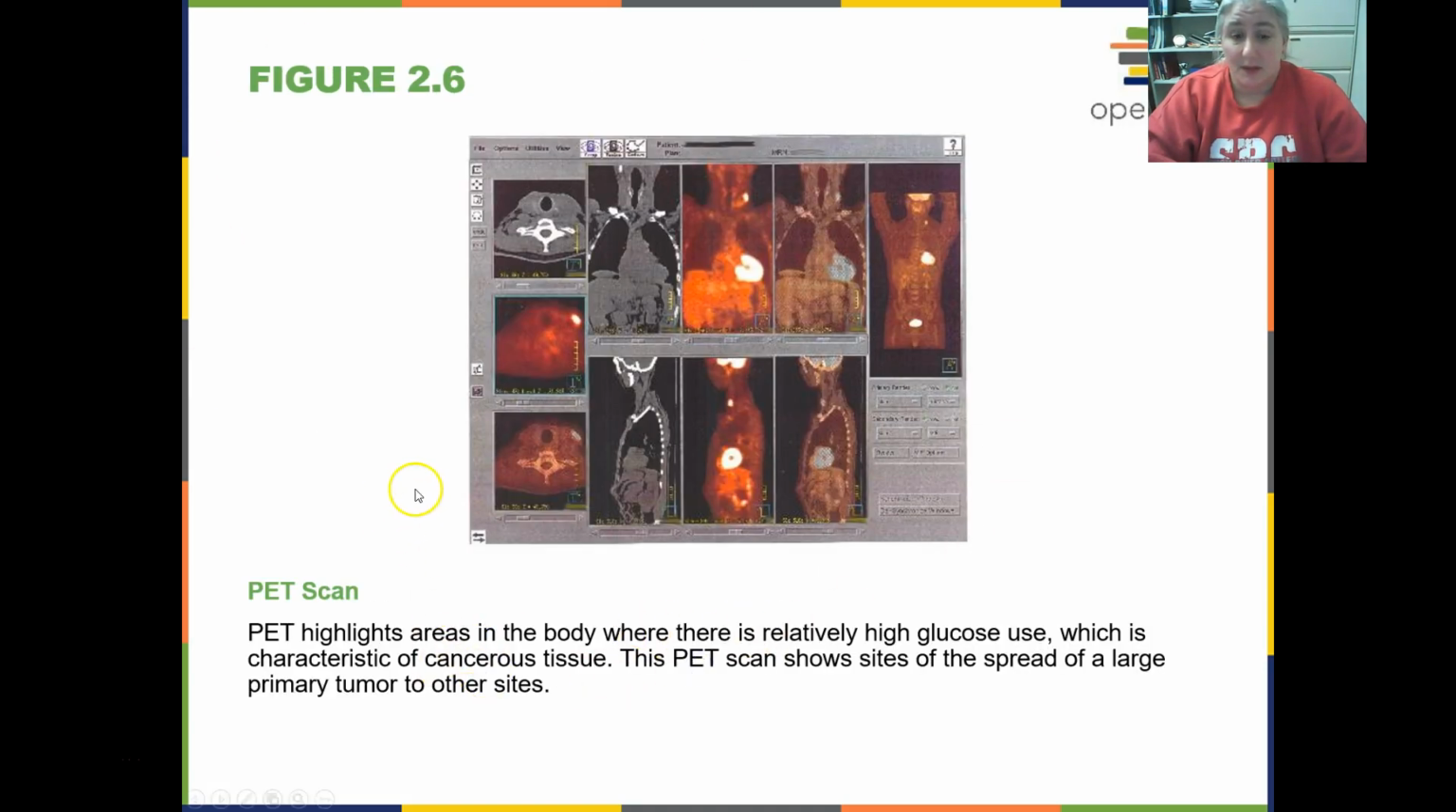So here's an example of a PET scan. And a PET scan is basically a series of X-rays to produce an image using radiation.